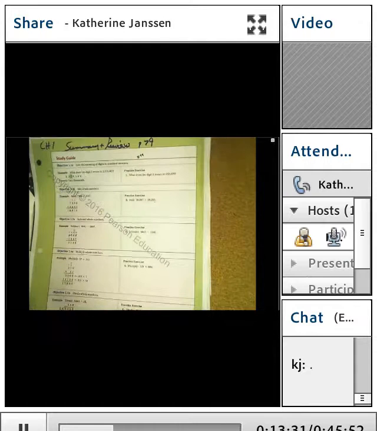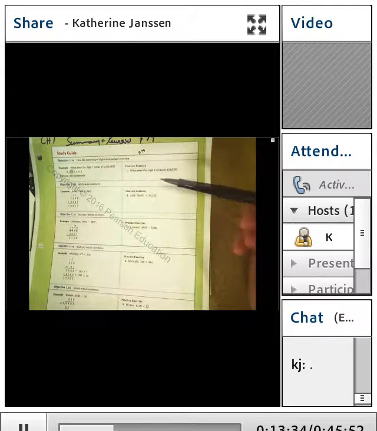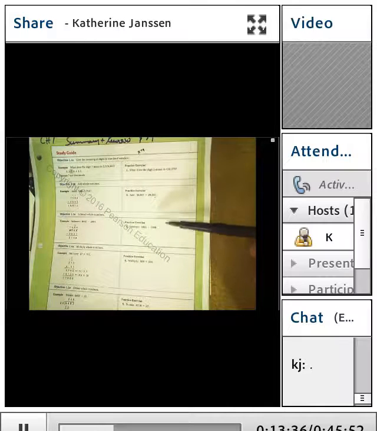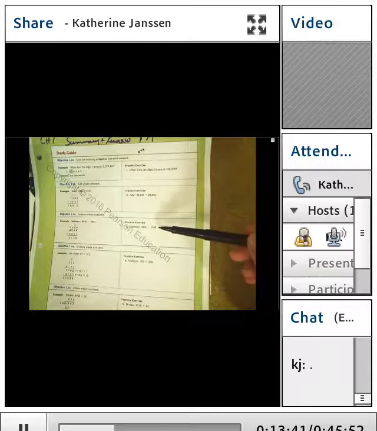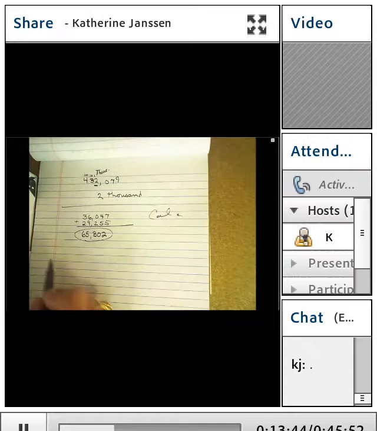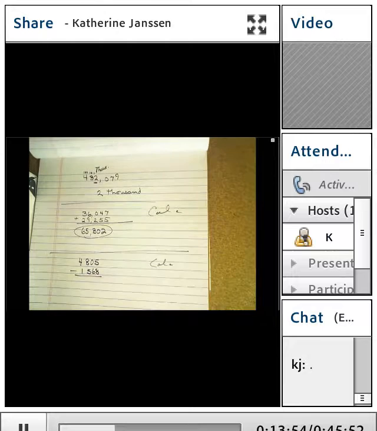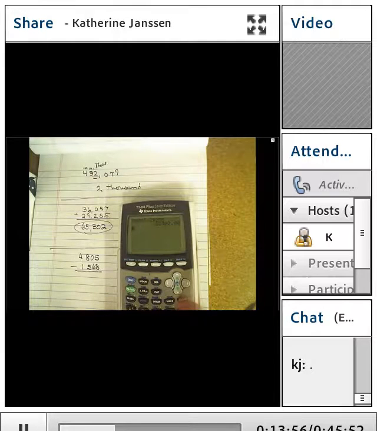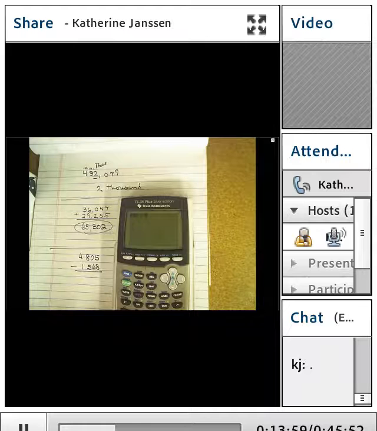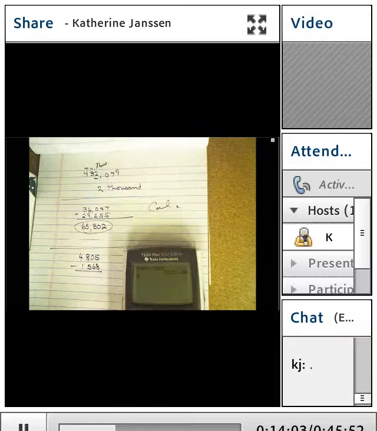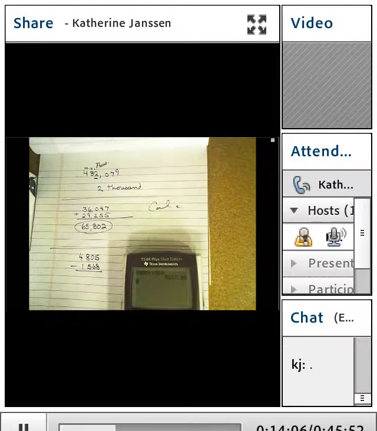Number 3, on page 79 in your ebook, we're working on the chapter summary and review for chapter 1. Subtract from 4,805 the number 1,568. With your calculator or Google Calc, 4,805 subtract 1,568, and we get 3,237.